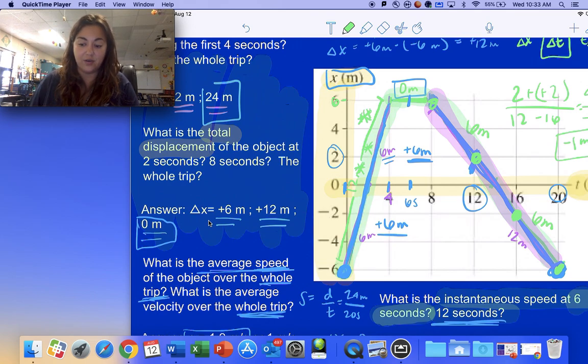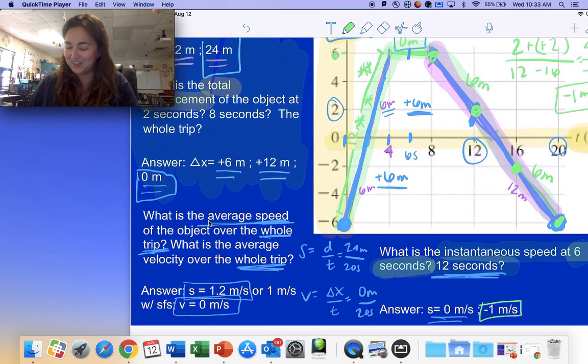Ask your teacher if you have issues with graphing, and they will try their best to help you.